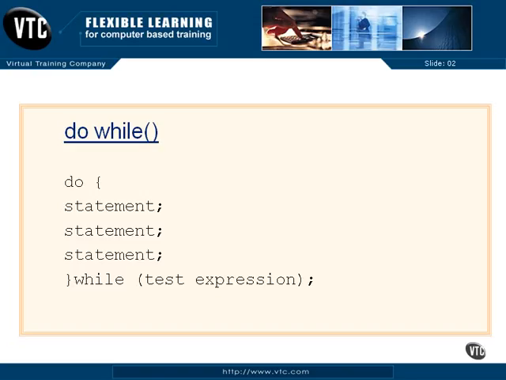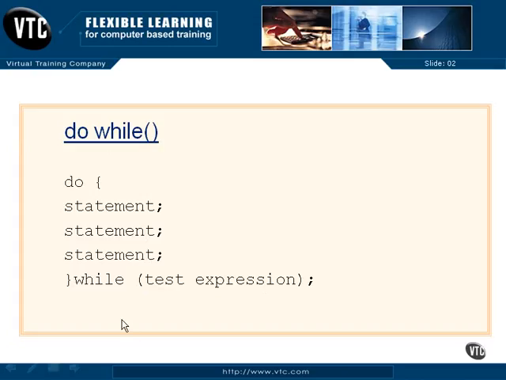So here you can see we have the do, an open brace, a number of statements to be performed, a closed brace, and then the while. Here's our test expression at the end of the do-while. So all of these statements are performed first, then the expression is evaluated. If this test expression returns true, as we know, non-zero, then the statements are performed again. And then the test expression is evaluated again.